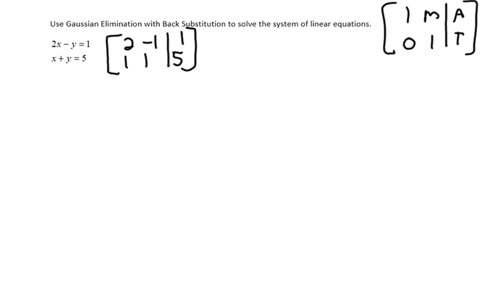Now, in REF, we have 1 in the top left corner. As of right now, we do not have that. But notice there is a 1 as the first element in the second row. So what am I going to do? I'm going to switch row 1 and row 2.